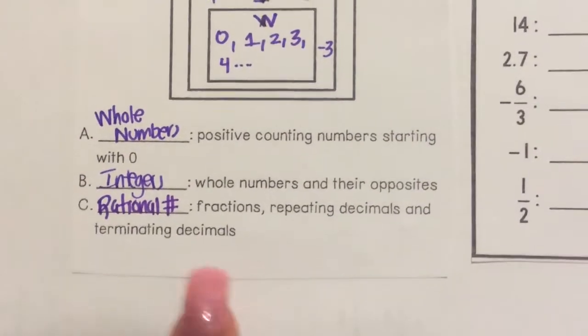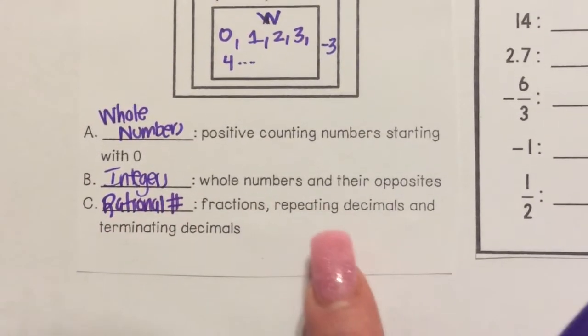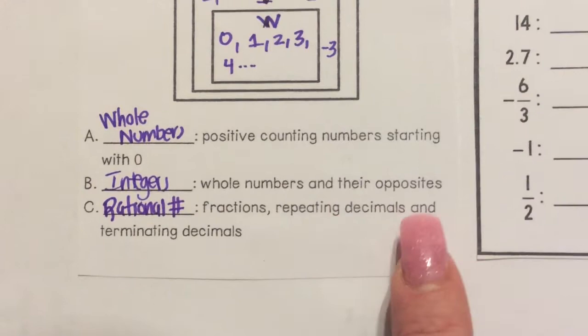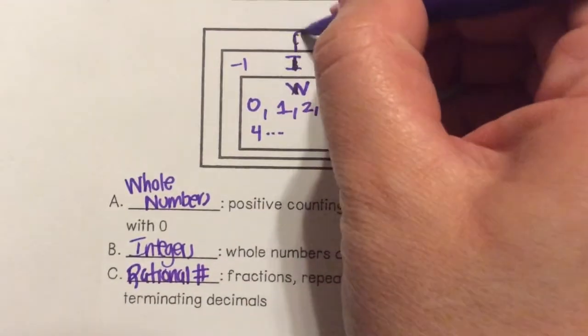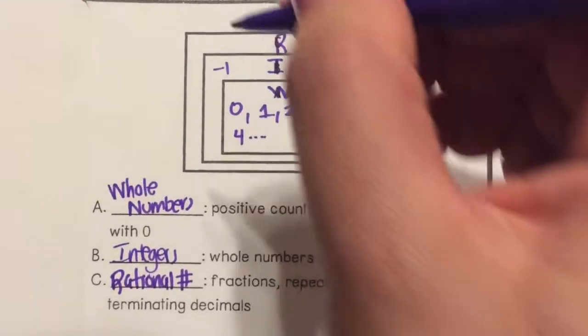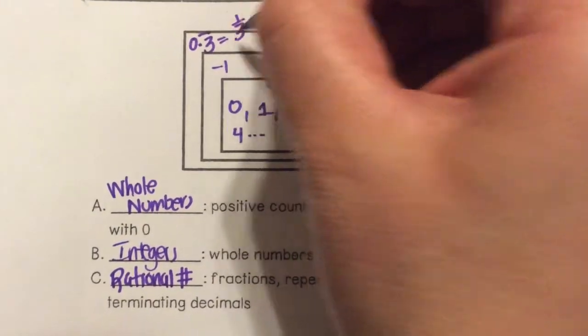And these are numbers that can be written as fractions or ratios, like the name tells you. Repeating decimals are rational numbers, and terminating decimals. So for instance, here I'm going to put like letter R, and we have, for instance, 0.3 repeating, because this one can be written as 1/3.